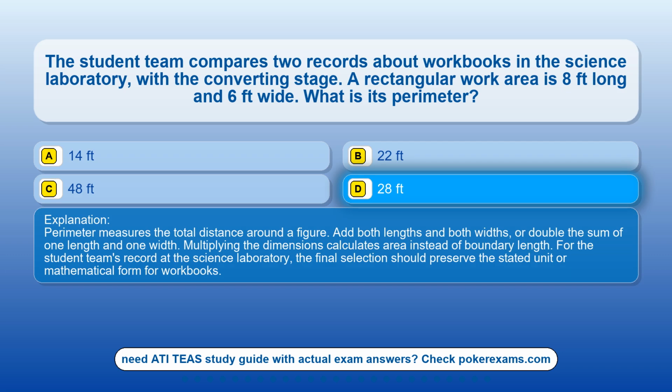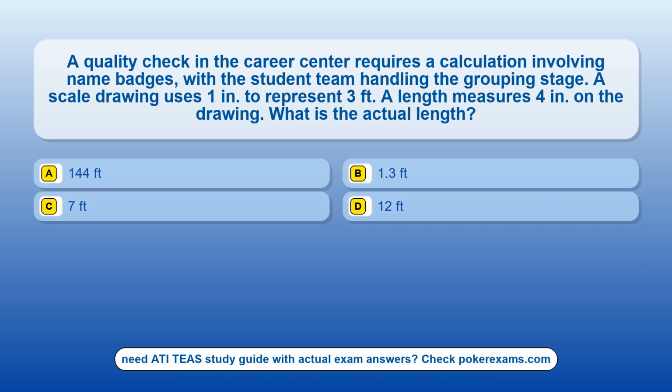Perimeter measures the total distance around a figure. Add both lengths and both widths, or double the sum of one length and one width. Multiplying the dimensions calculates area instead of boundary length. For the student team's record at the science laboratory, the final selection should preserve the stated unit or mathematical form for workbooks. Question 18. A quality check in the Career Center requires a calculation involving name badges, with the student team handling the grouping stage.